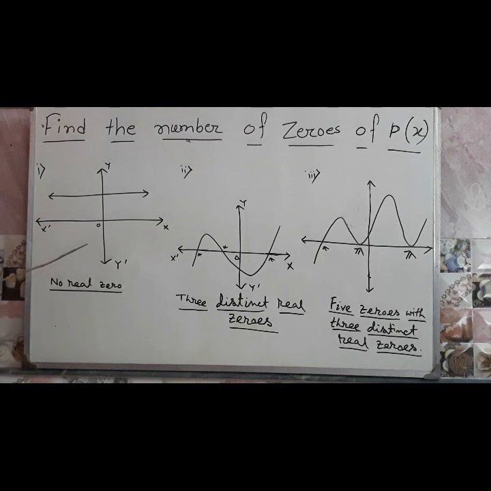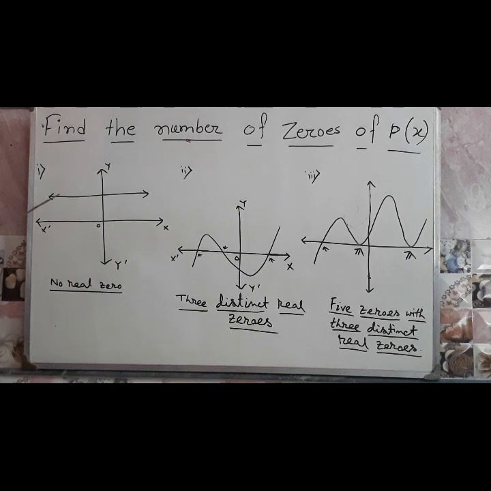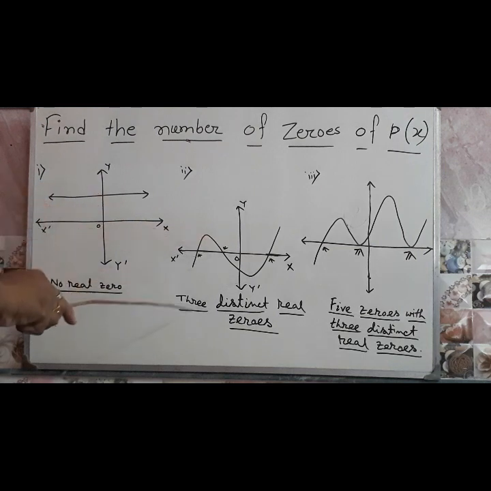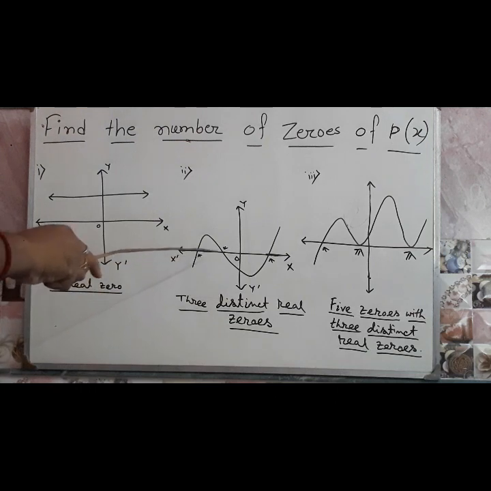What is the geometrical significance or geometrical interpretation of the zero of a polynomial? The number of times it intersects x axis, that is the number of zeros. As it is parallel to x axis, so it never intersects x axis. So there exists no such real zero. In second case, you see 3 times it intersects x axis, 3 arrows are given at those particular points. So 3 distinct real zeros, as all these zeros are separate, different, that's why 3 distinct real zeros.